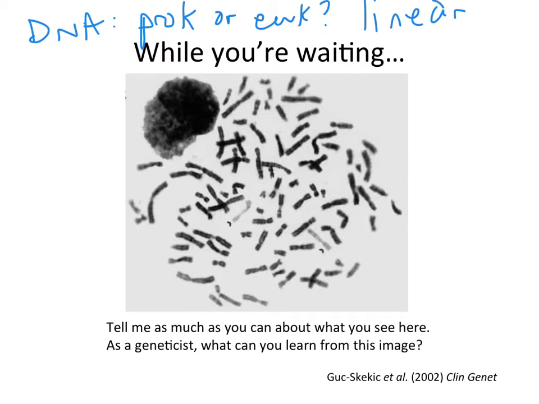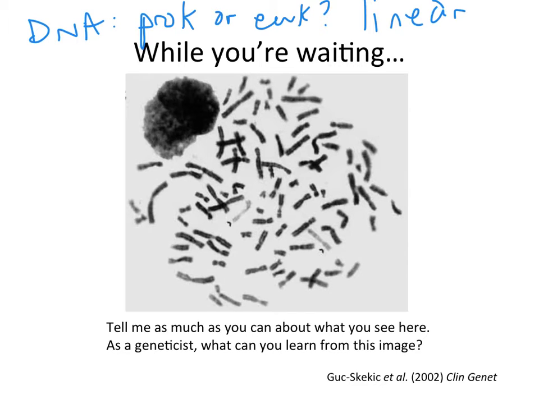What would we expect if this was prokaryotic? Circular. Okay. Just making sure everyone remembered, maybe from Bio 1A and Bio 1B. That's excellent. So you can look at a chromosome spread like this one. The first thing you can say is, is it circular or is it linear, prokaryotic or eukaryotic?